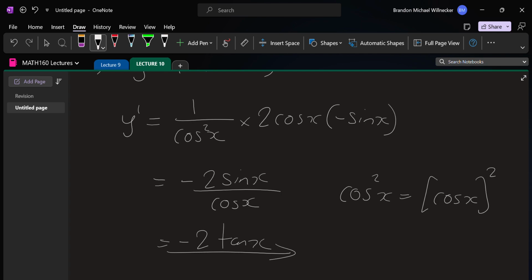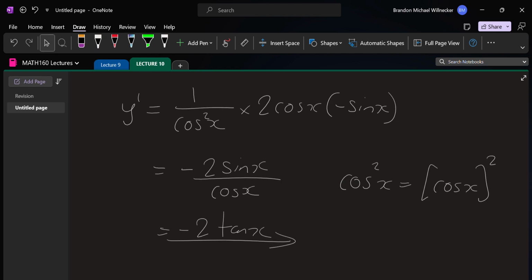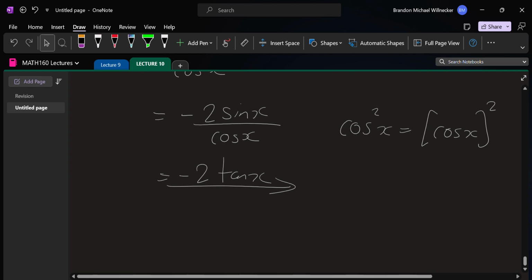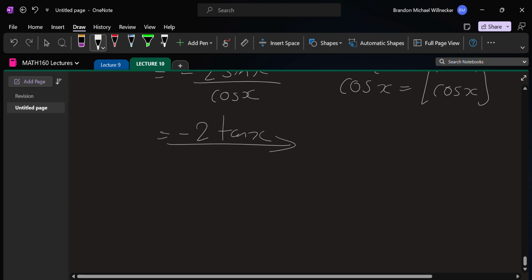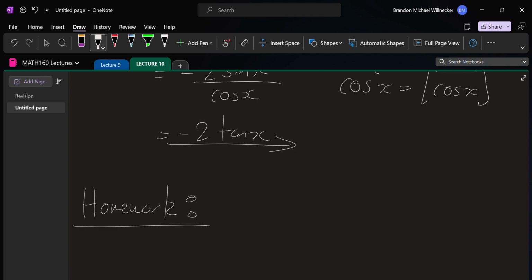So again, you just need to take care of your composition. If it's cos squared, remember cos squared is also a composition. So cos squared x, that's cos x squared. So don't treat cos squared as a function just by itself. It is also a composition. Then the remaining ones I'm going to leave for homework.